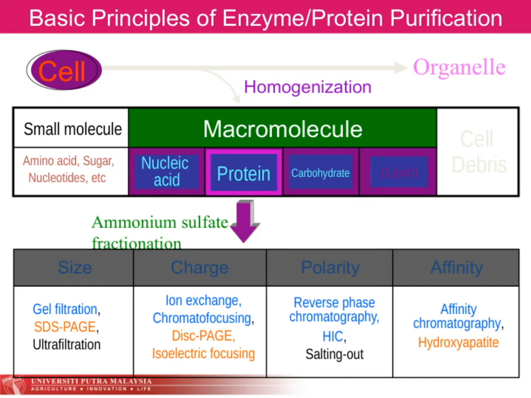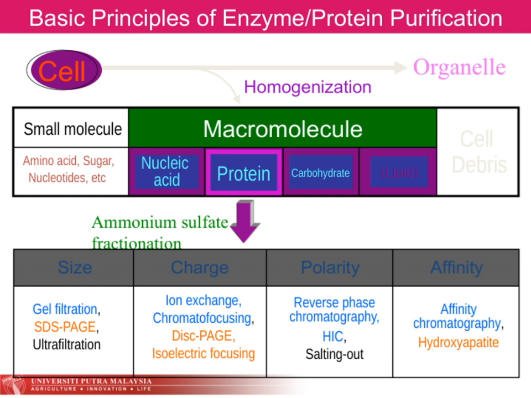Let's take a look at the various methods used in enzyme and protein purification, starting with affinity chromatography. This technique relies on specific interactions between the target protein and a ligand attached to the chromatography support, making it highly selective. Next, hydroxyapatite chromatography separates proteins based on their affinity for calcium phosphate, often used for separating nucleic acids and proteins. Moving on to reverse phase chromatography, which separates molecules based on their hydrophobicity, and hydrophobic interaction chromatography, or HIC, that exploits differences in hydrophobic regions of proteins.